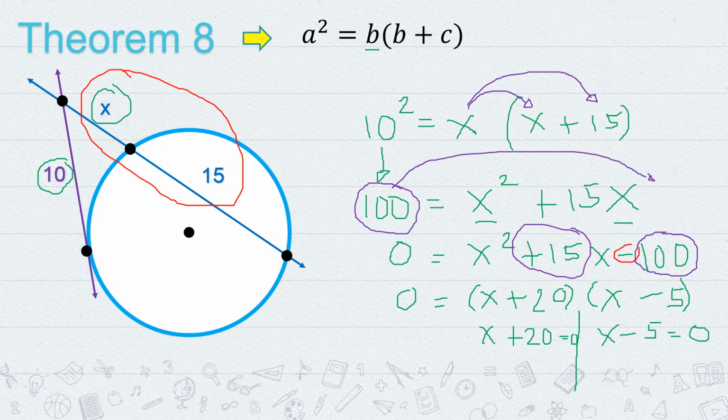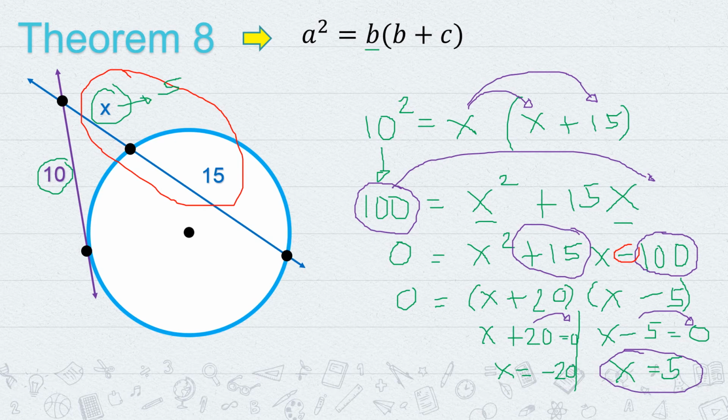So the next thing, we transpose positive 20 to the other side of the equation. Therefore, x is equal to negative 20, since 0 minus 20 is negative 20. While for the other side, we transpose negative 5 to the other side of our equation. So x is equal to, negative 5 becomes positive 5. So 0 plus 5 is 5. Between these two, of course, we are to use the positive value. So we conclude now that the unit measure of our exterior secant here is 5 units.